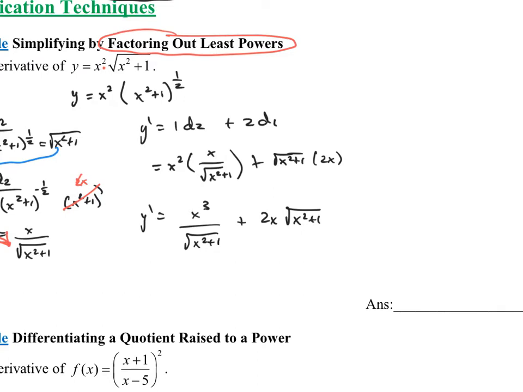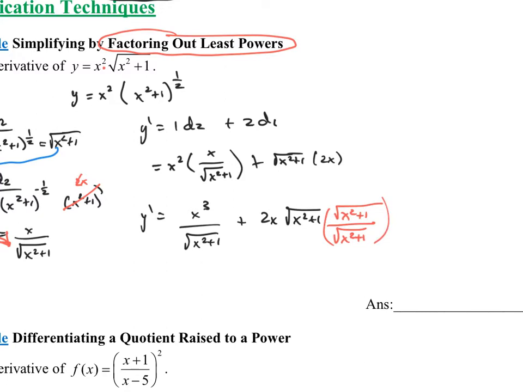I'm actually going to get common denominators. So instead of factoring it out, I'm just going to get them a common denominator together. So what's the second term missing? The second term doesn't have a denominator of the square root of x squared plus 1. So I need to multiply both the top and bottom by the square root of x squared plus 1.